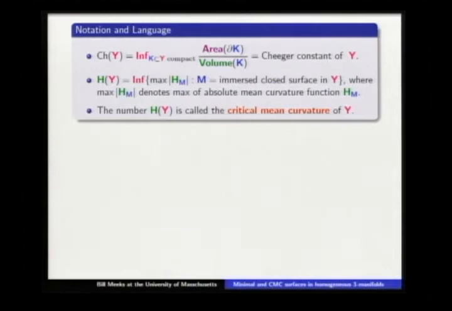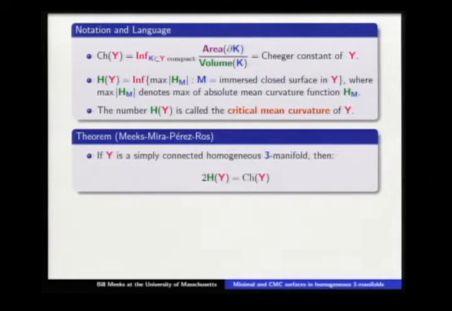Then we have this other number that's more like a minimax sort of thing. It's the infimum of the maximum of the mean curvature function. That makes sense on any surface that's closed and immersed. Okay, and you take the infimum over all those numbers. That's called the critical mean curvature. And the key result is that there's a relationship between the two. 2 times the critical mean curvature is the Cheeger constant. So that allows us to calculate this for lots of manifolds. Like hyperbolic space, the number is 1 for critical mean curvature.